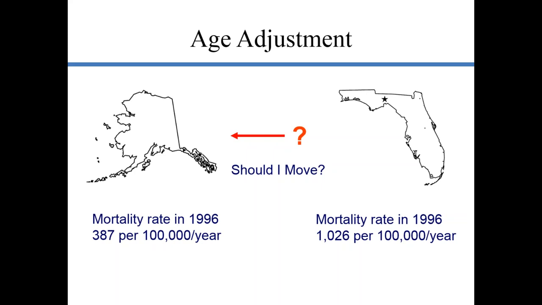I mean, you'd think that if you're living in Florida you should get in your car and just drive across the country and through Canada and live in Alaska. But it's not that simple if you know what's going on here. What's specific about Alaska and Florida? Well, a lot of retired people, the age population structure is different. A lot of older people in Florida. Then it makes sense suddenly.